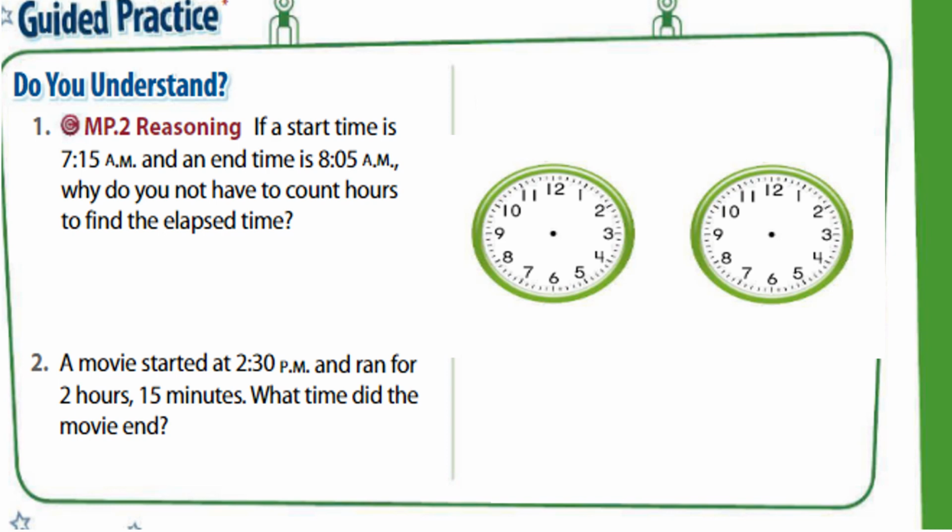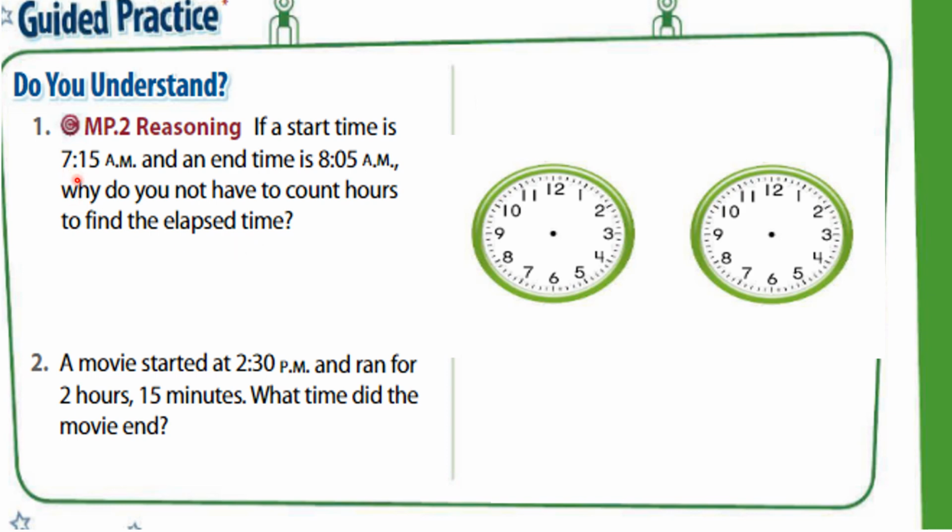Okay, so next page, question 1. If a start time is 7:15 a.m., which means 15 minutes past 7, and an end time is 5 minutes past 8 a.m., why do you not have to count hours to find the elapsed time?